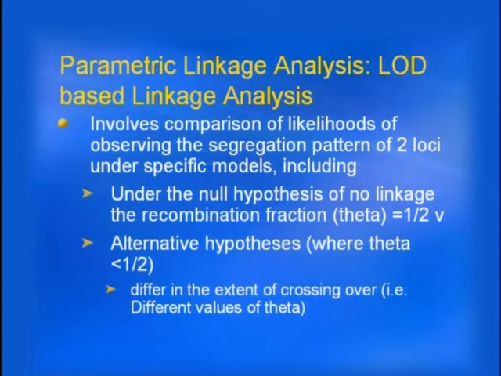Okay, so with the parametric or LOD-based linkage analysis, what we're doing is, again, building different models, and we are comparing those models using likelihood ratio tests, or the likelihood of observing the segregation patterns of these two loci. One is your marker, whose location is known. The other is your putative susceptibility gene that you're trying to identify and localize to a particular position. In the simplest case, we're comparing two different models under two different hypotheses. Okay? Under the null hypothesis, which says there is no linkage between our marker and our susceptibility gene, theta, which is the recombination fraction, is 1/2.